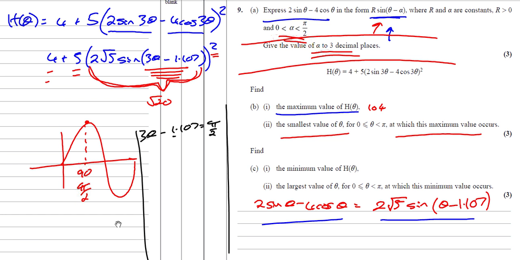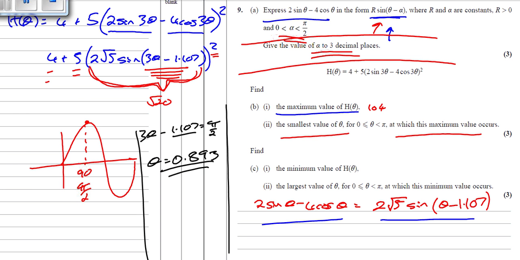So then we're going to add 1.107, divide through by 3. So if we do that, we should get 0.893. And that's part B done. So that's 3 marks there.